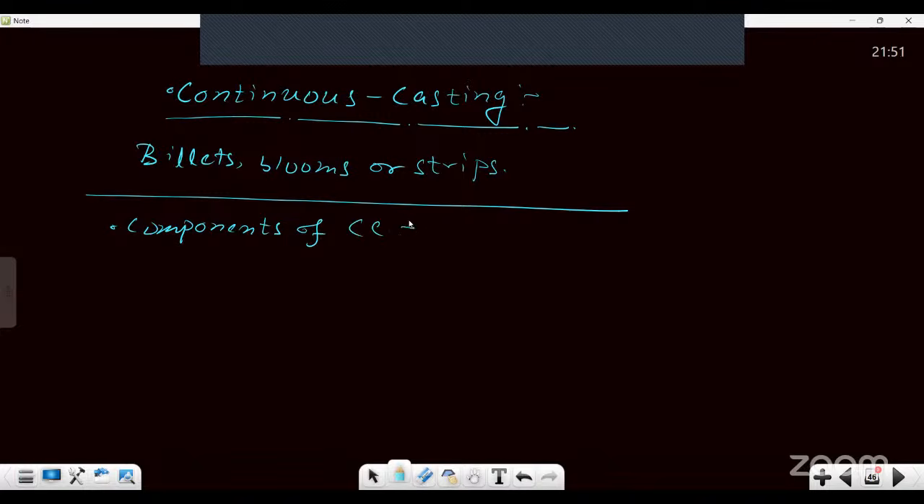What are the components of continuous casting? One is the ladle. Ladle means a large steel vessel that receives refined molten steel from the secondary steel making. So this ladle is receiving the product of the secondary steel making.